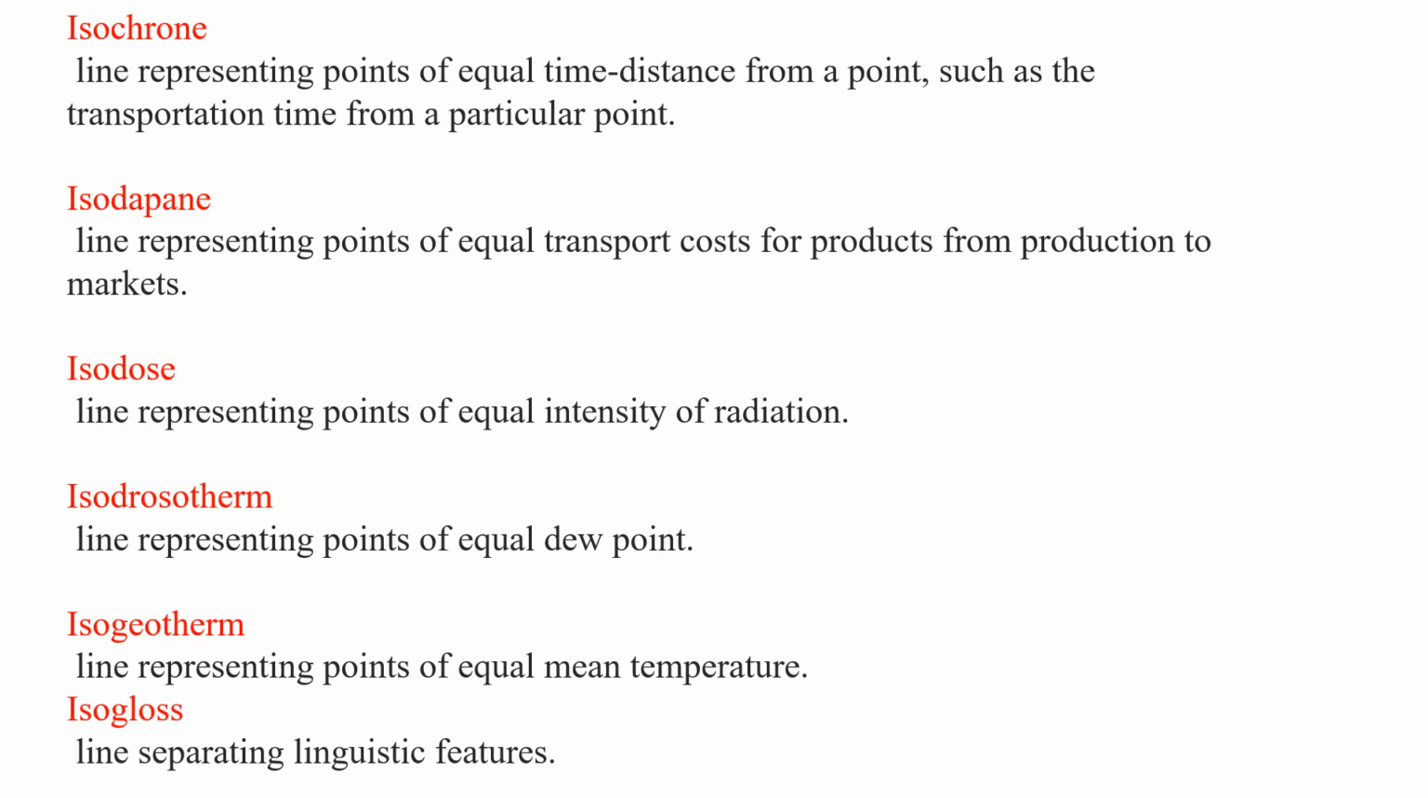Then next is isochrone. Isochrone is equal time distance from a point, such as transportation time to a particular point. So any equal time distance points which are joined by one line, that line is known as isochrone. Chrone means time. Then isodapane is equal transport cost for products from production to the markets. So equal transport cost is based on isodapane. We learn about isodapane in the theory of Weber.